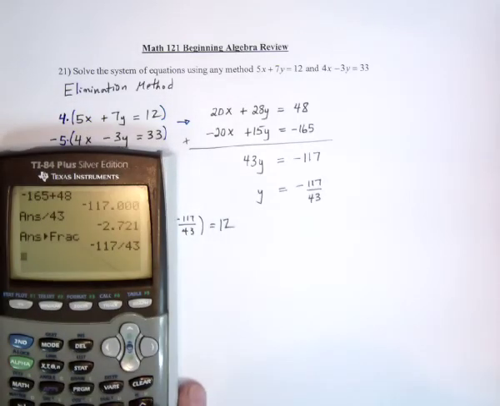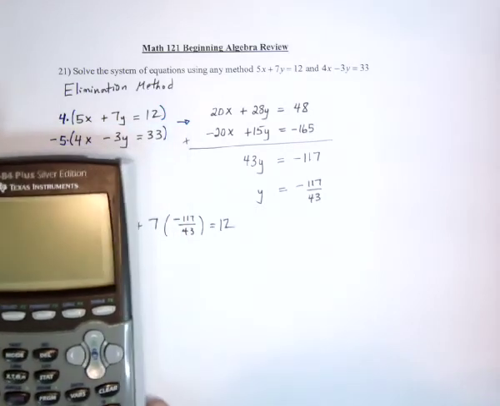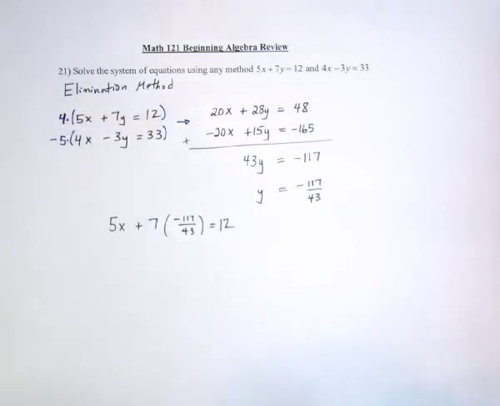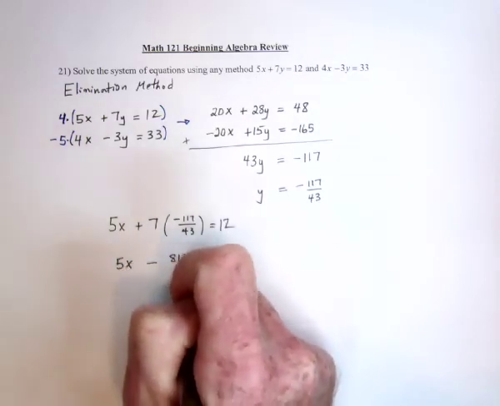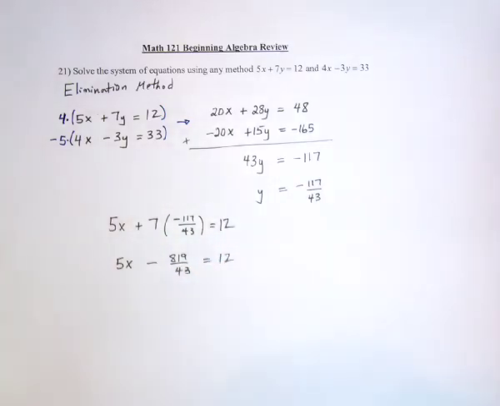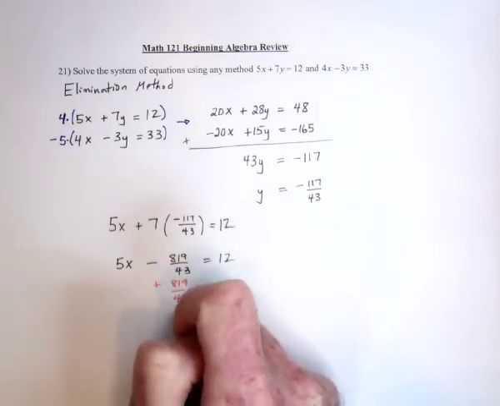If you're watching this in order to prepare for the AccuPlacer, there are times on more complicated problems like this that the AccuPlacer will allow you to use a little calculator for multiplying, dividing, etc. So let's see, we've got 7 times 117 is 819. So this is saying 5x minus 819/43 equals 12. Then we need to move this to the other side, so add 819/43 to both sides.